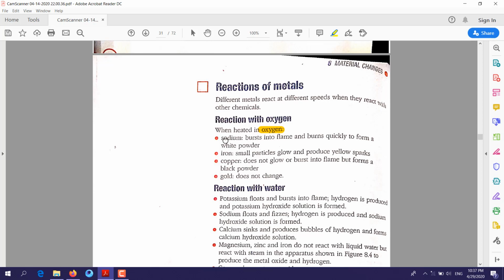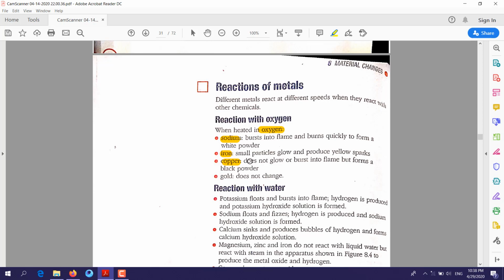Let's take examples. Sodium. It bursts into flame and burns quickly to form a white powder. So if you have sodium and you just put it in a place where there is oxygen, it directly burns. But if we take iron as an example of metal, if you put iron in a place where there is oxygen, a chemical reaction will happen that forms iron oxide, which is rust, but this process will take a long time.